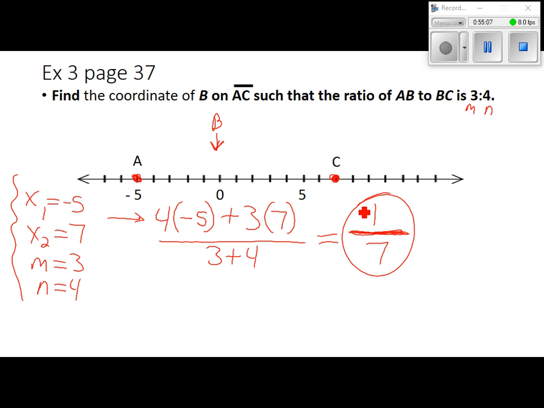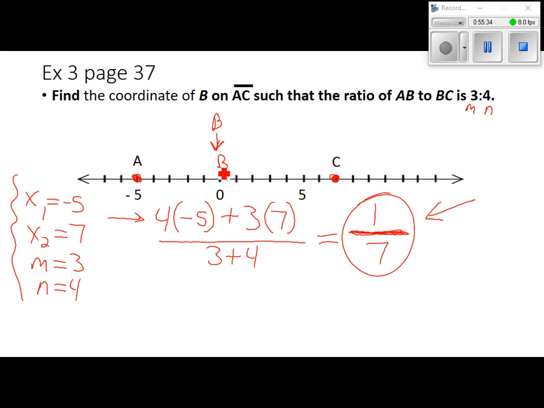What is the coordinate of the point where we're going to stop? It's point B. 1/7. Now, the bad thing is we've got to figure out where that 1/7 is. Where is 1/7 on this number line? Just barely past 0. So somewhere like right there. Just barely past 0.